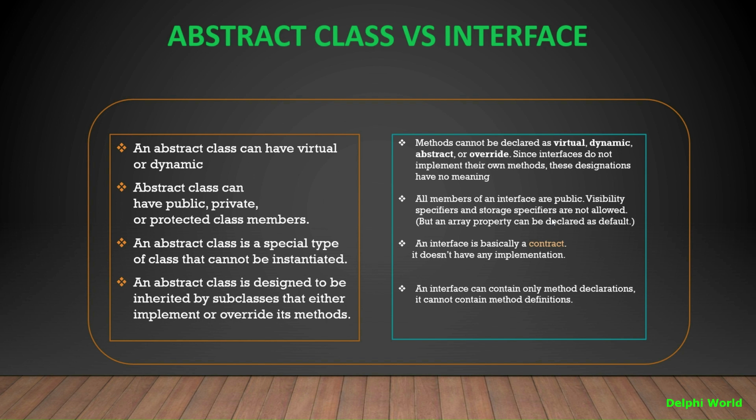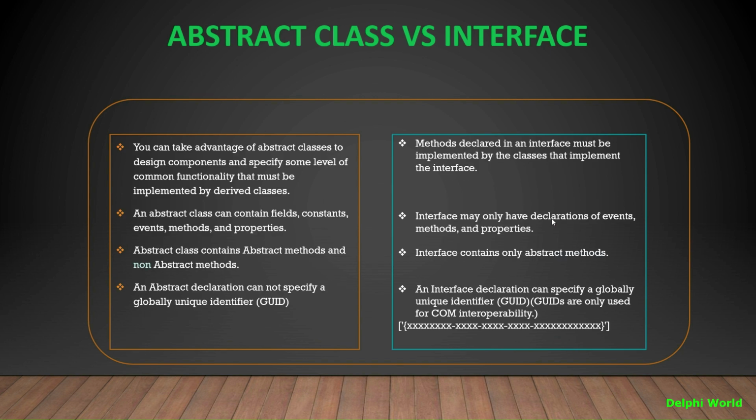An abstract class is designed to be inherited by a subclass that either implements or overrides its methods. An interface can contain only method declarations, it cannot contain method definitions. So we can only declare the methods in an interface. We cannot have the definition of the methods in the interface. So we'll come to the next.